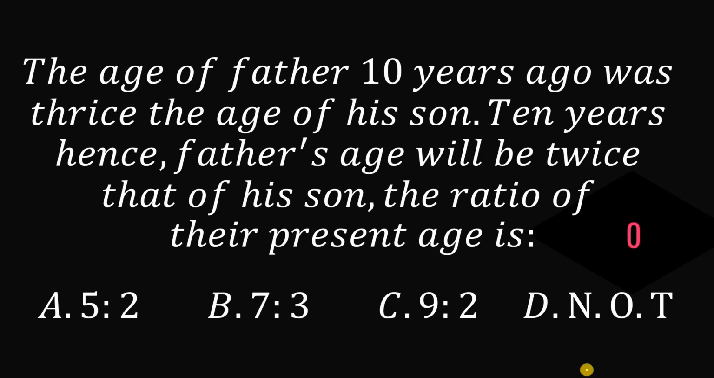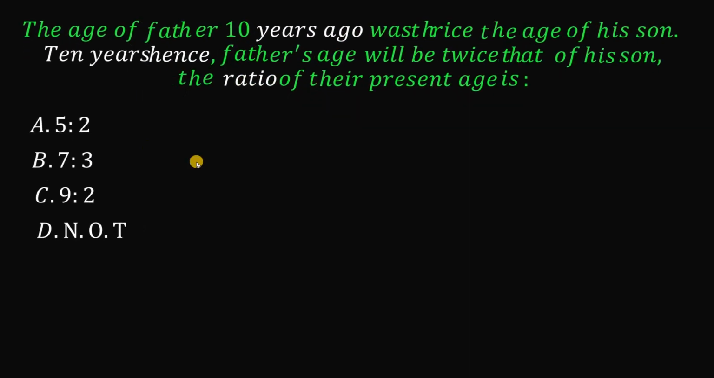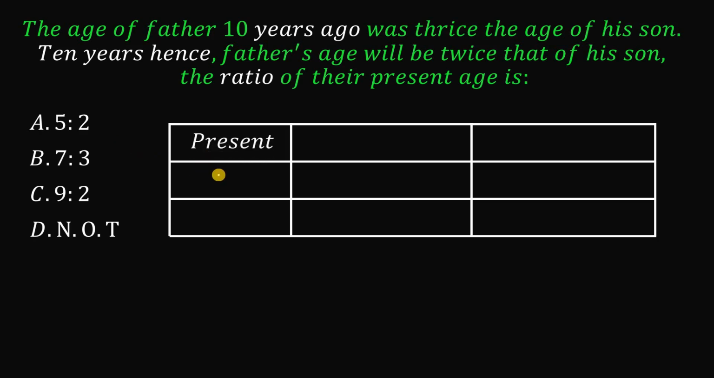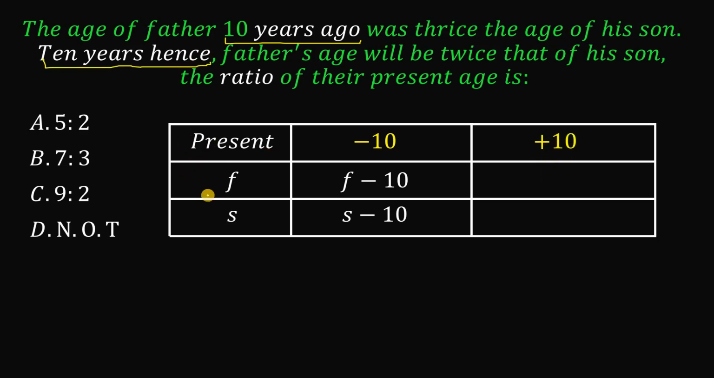Now, here's the solution. Alright, so to solve this, we will use a table format. So let's have the present age for the father and the son. So F for the father, S for the son. Now, in this question, we have here 10 years ago. So we need to subtract 10 from the age of the father and the son. And another given is 10 years hence. In short, we need to add 10 to the ages of the father and the son.